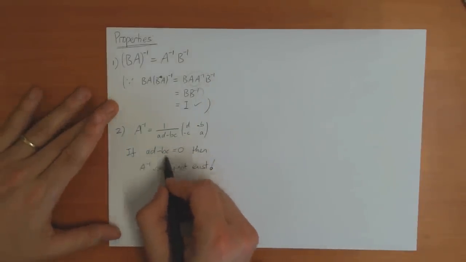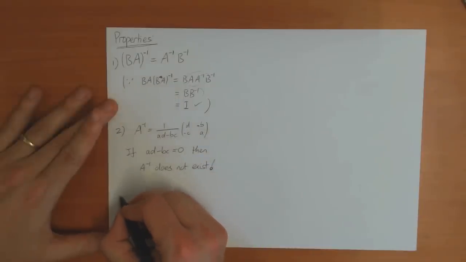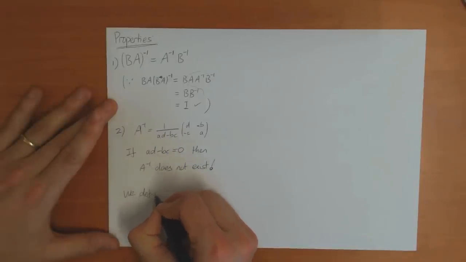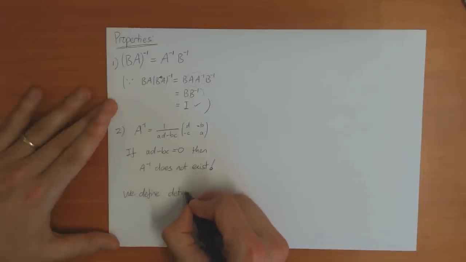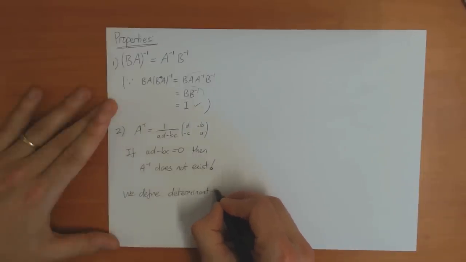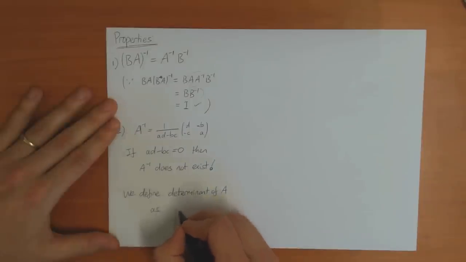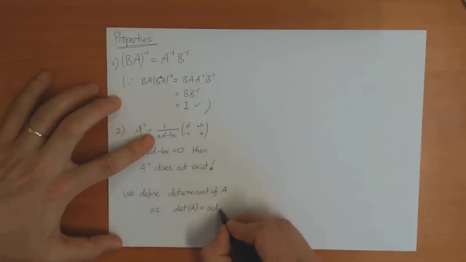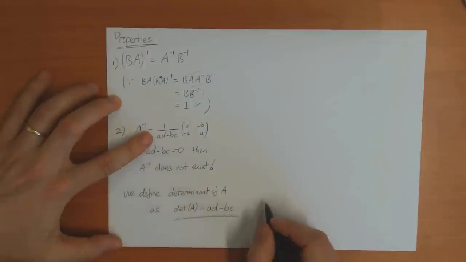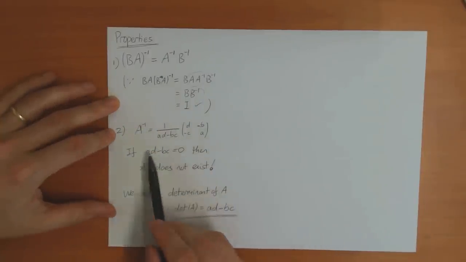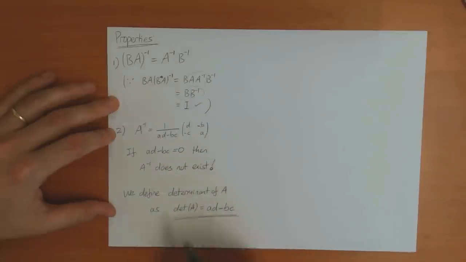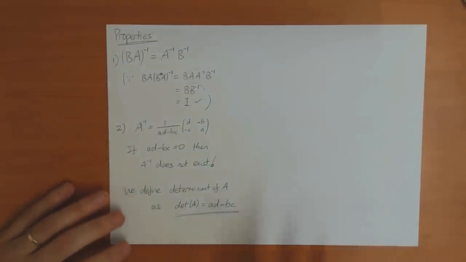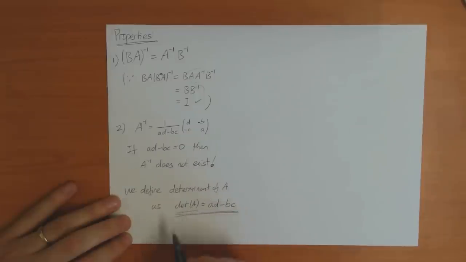So therefore, the value of this thing, ad minus bc, is quite important. And this is called the determinant of A. So we define the determinant of A as it's written this way, det A, and in two dimensions it's defined to have this value, ad minus bc. Okay. So what this second property says is that the inverse only exists if the determinant is not equal to 0. Okay. So that's all I want to say on the properties of inverse matrices. The final video this week is going to talk a bit more about what this determinant means.